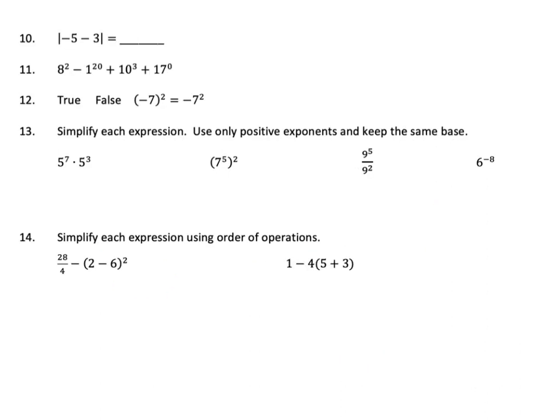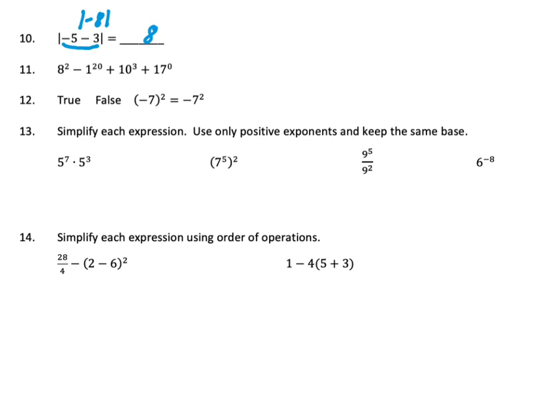Let's finish up. Number 10, we mentioned absolute value before. So absolute value is the distance something is from 0. And so we treat absolute value just like parentheses. We have to do what's inside first. We can't take the absolute value of everything first. So negative 5 minus 3 gives us the absolute value of negative 8. Final answer of 8.